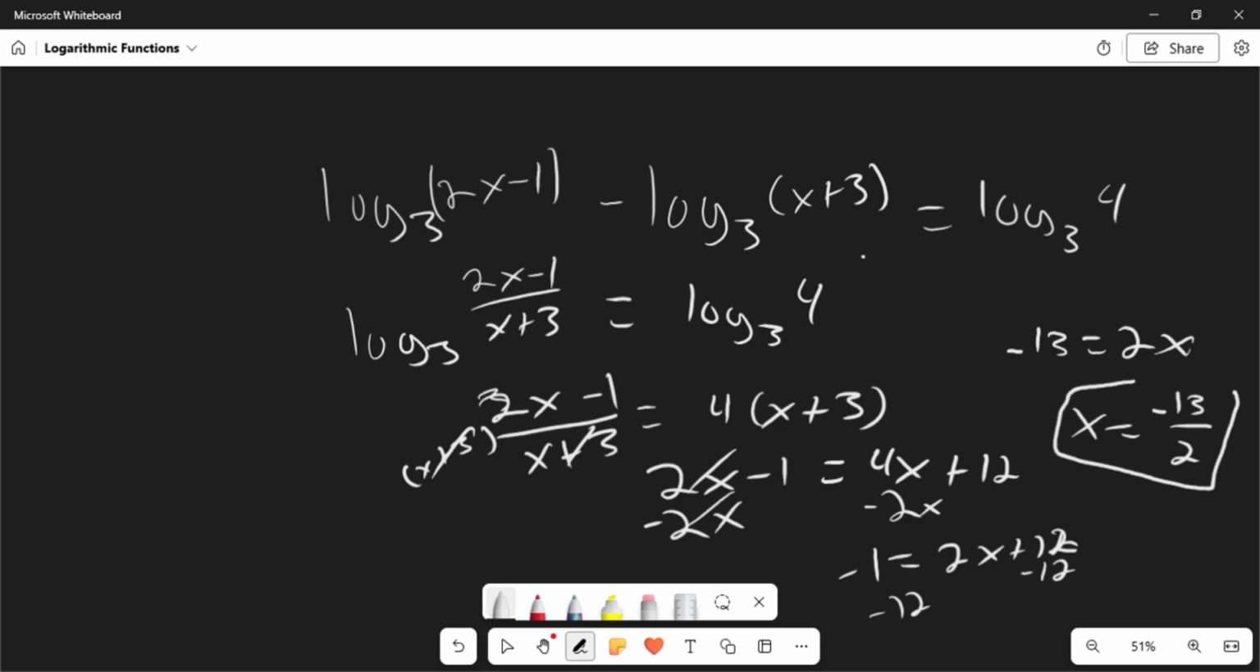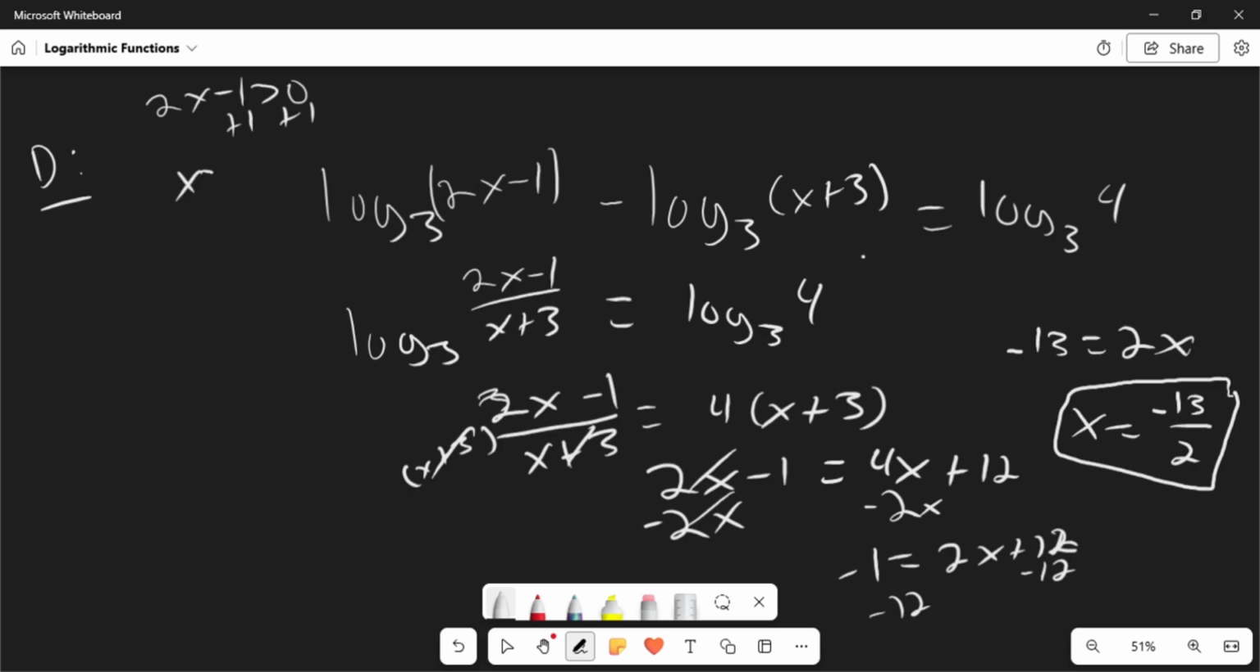Now we just have to find out if this solution that we have right now is compatible with the domain. So let's think about the domain. The first domain here is going to be 2x minus 1 greater than 0, plus 1.